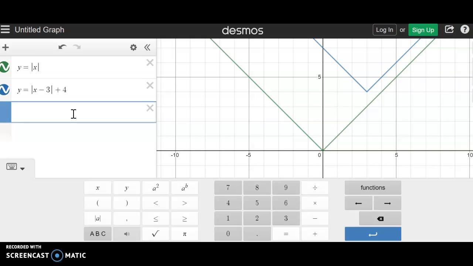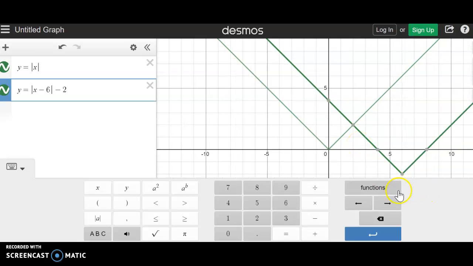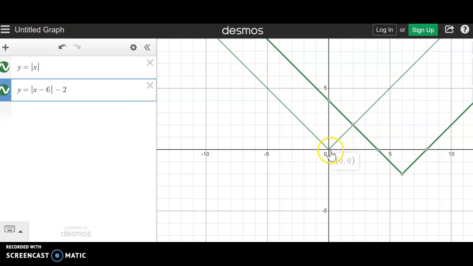Now say I want to go down 2 and right 6. I start with the absolute value, and I always start with the absolute value. Let me take this one out so it doesn't confuse us. To go down 2, outside the absolute value I subtract 2. Now I want to go right 6. Right usually is positive because positive is over here, but x is strange, so I do minus 6. So this was right 6, down 2. That is going to follow circles and quadratics. That's how you move functions.